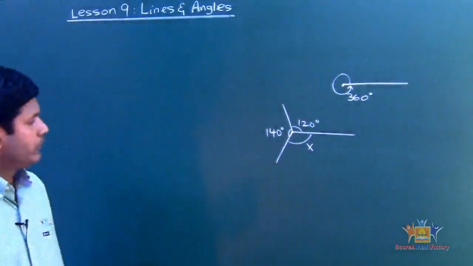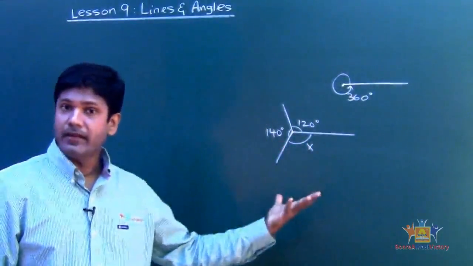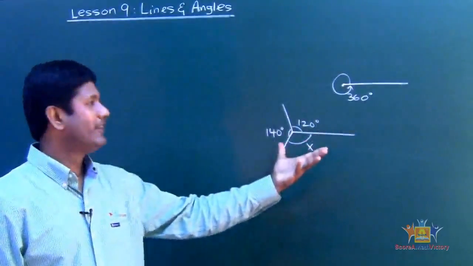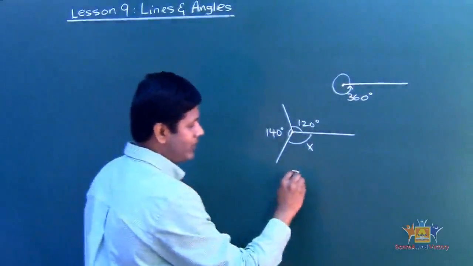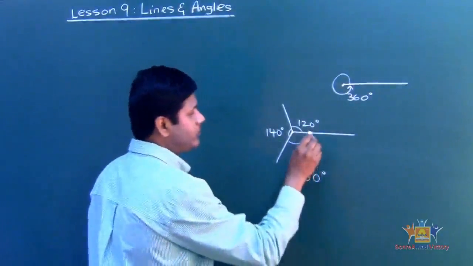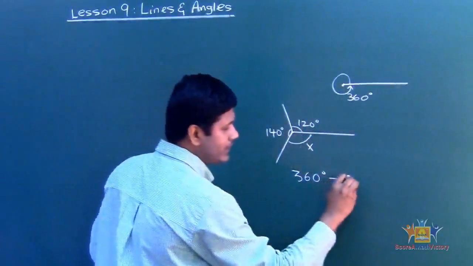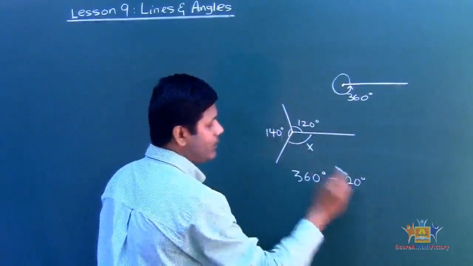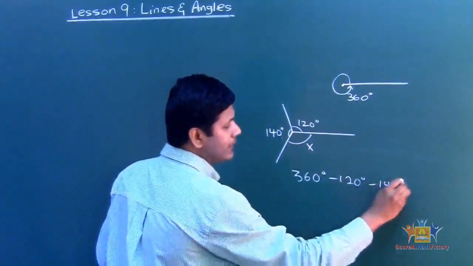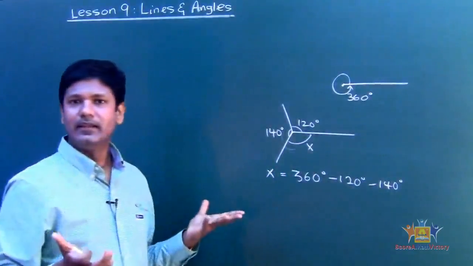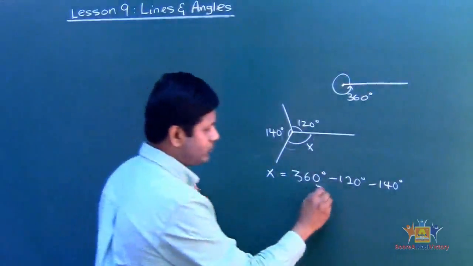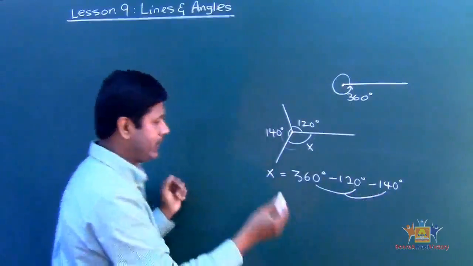So what do I do? First, I have to know the total angle. Am I right? What is the total angle? That's right, 360 degrees. So I take 360 and subtract 120, and then subtract 140, and that should give me x. Am I right? That's it. Now I do the pairing method. I solve this first and then I solve with that. Okay?